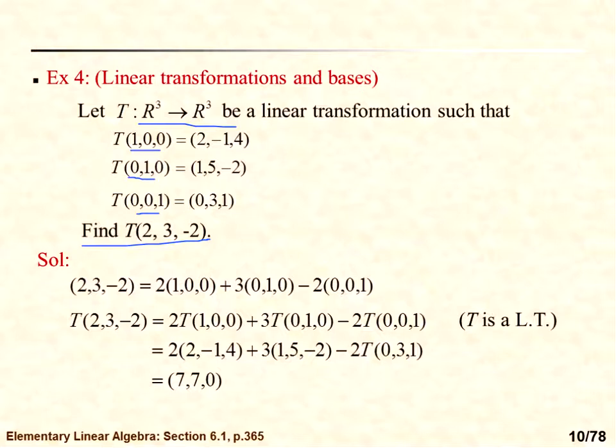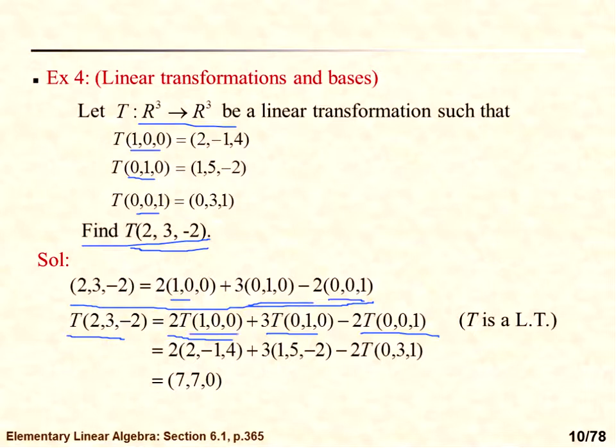So we have to find the transformation of (2, 3, minus 2). So we can write, first of all, it is a basis. We know that any vector can be written in the standard form. So we write 2 times (1,0,0) and 3 times (0,1,0) and minus 2 times (0,0,1). This is the standard basis, so we can write it like this. And if you combine it, then you will get (2, 3, minus 2). Okay. So now apply the transformation on both sides, left side and right side, apply the transformation here and here, on both sides.